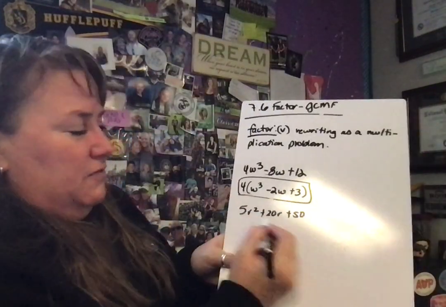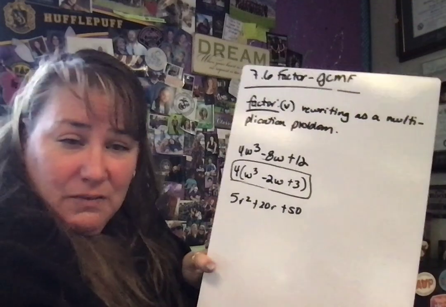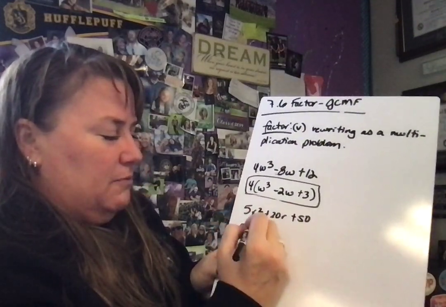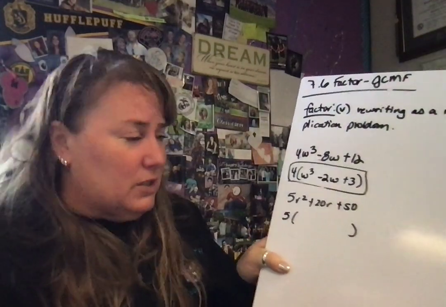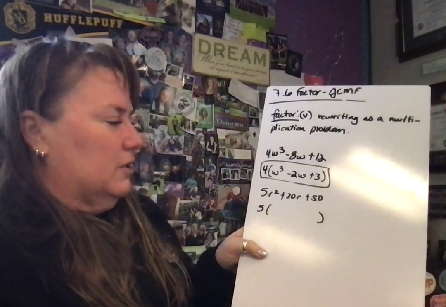Greatest common factor of 5, 20, and 50. Highest number that can come out of all three of those numbers is going to be 5. It's weird talking to you guys this way because I don't have anyone responding to me. Kind of like I have to talk to myself here.